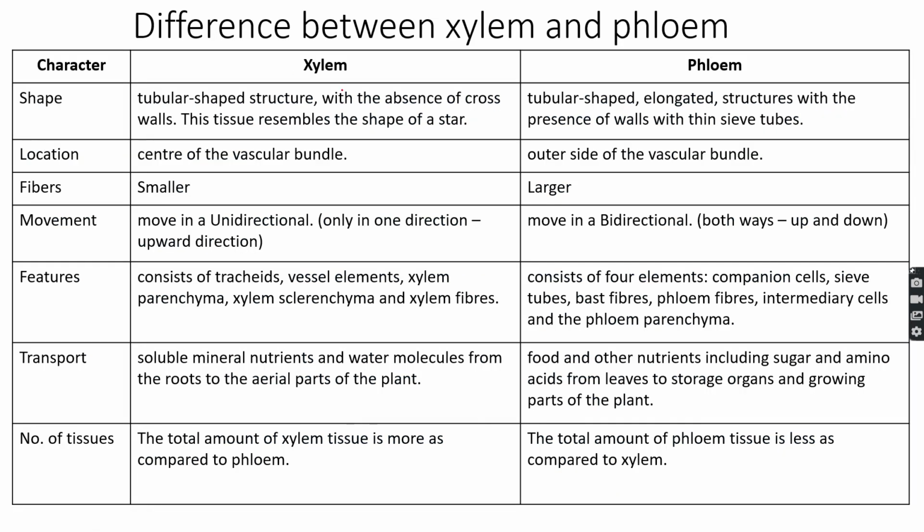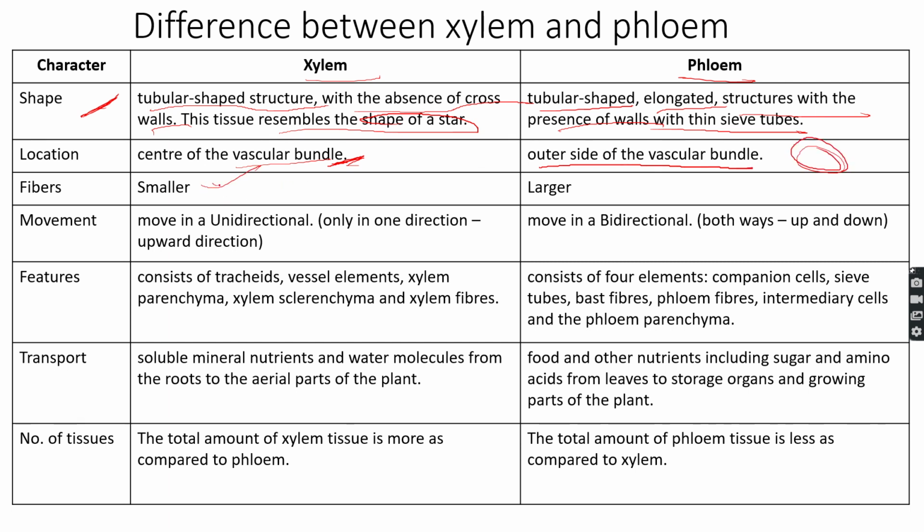Okay, now what is the difference between xylem and phloem? If we see the shape of the tissue, xylem is a tubular structure with the absence of cross walls, and this tissue resembles the shape of a star. Phloem is also a tubular, elongated structure with the presence of walls, the thin sieve tubes. Then location: xylem is present in the center of the vascular bundle, and phloem is present on the outside or border of the vascular bundle.